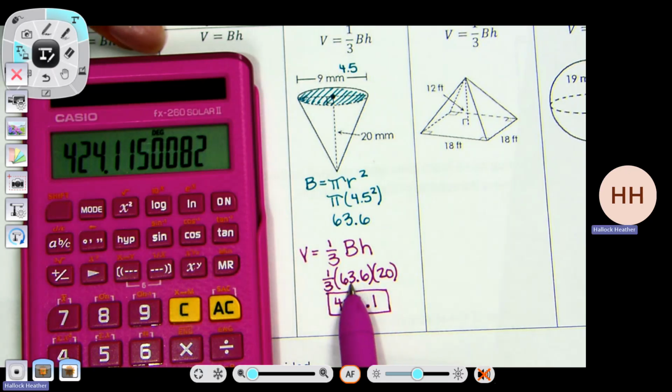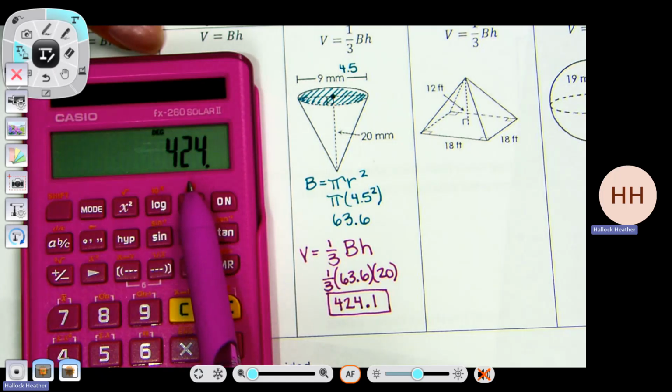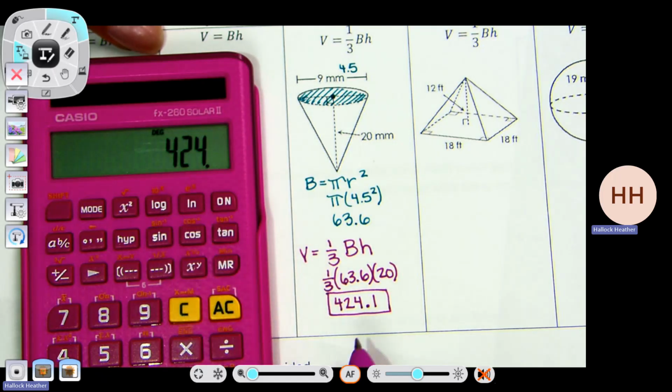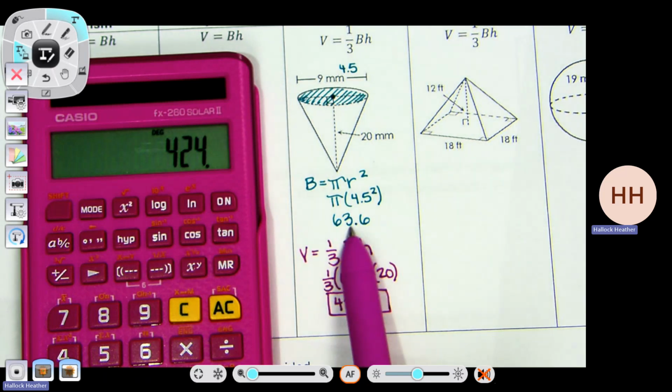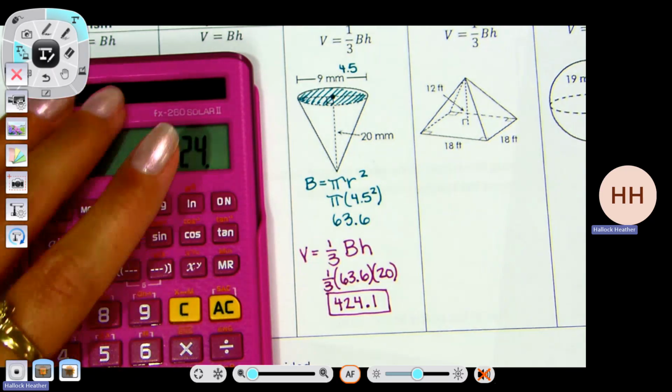So if you use the decimal, the rounded one, 63.6, and I multiply by 20, and then I multiply by 1/3, you get something very close. This is actually nicer. You get 424, but technically 424.1 is more exact. I got 424. That's because you used this decimal instead of keeping the long decimal in your calculator, which is fine. Yeah, that's okay.